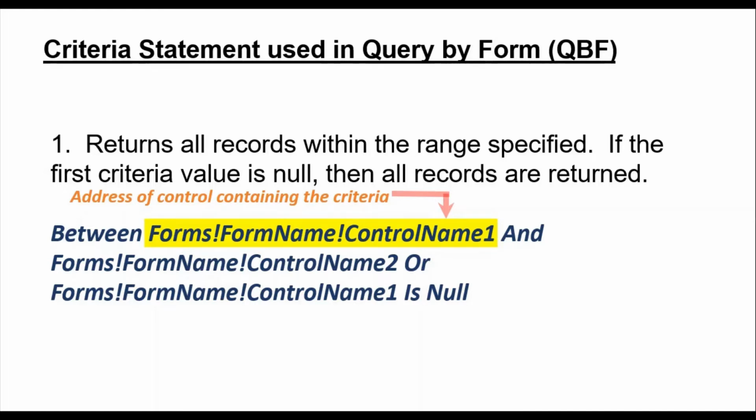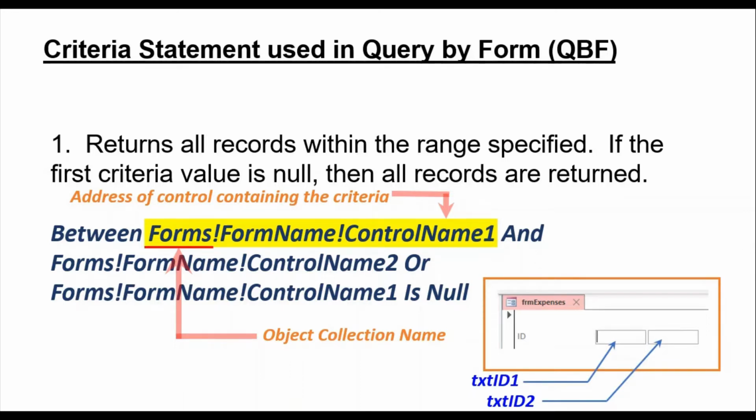This statement is the address of the control containing the start of the range. The address is composed of object collection name, object name, and control name. In this example, the object collection name is forms. The object name or the form name is FRM expenses. The control name or the text box name is TXT ID1.